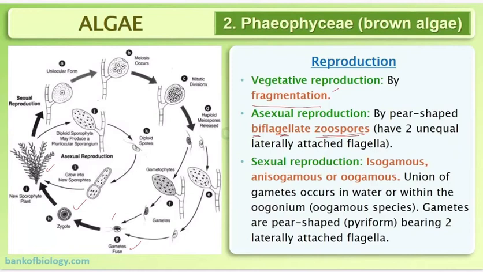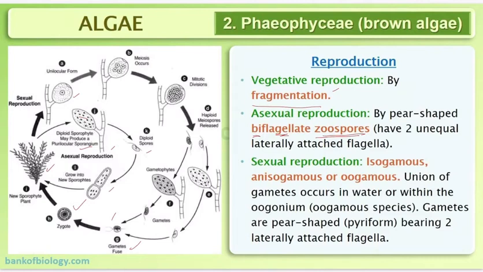You can see here, presence of male and female, they fuse and form zygote. And zygote will form sporophyte plant. So the sporophyte plant undergoes the diploid sporophytic, and they produce the sporangium. Sporangium will produce diploid spores. Diploid spore will generate and form an adult.